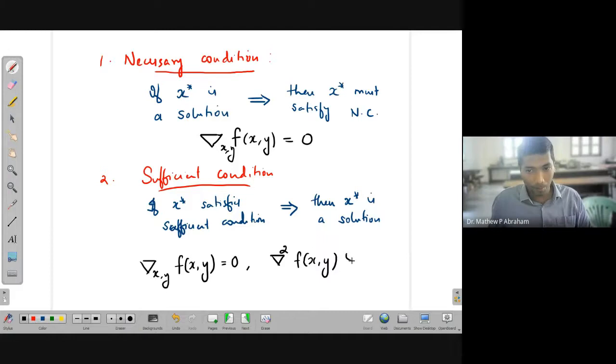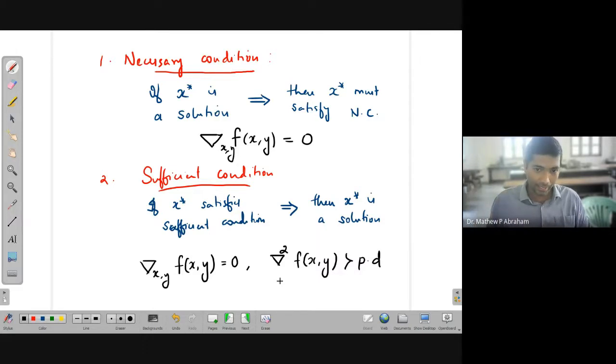It's not just positive, it's actually positive definite. The reason is that here we are talking about matrices, not scalars. If you have a matrix, we cannot say whether it is positive or negative, but we need to say in terms of definiteness, whether it is positive definite, negative definite, positive semi-definite, negative semi-definite, and so on.